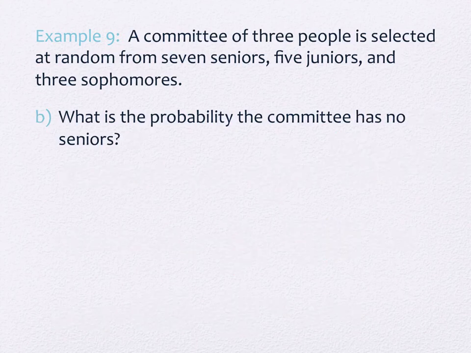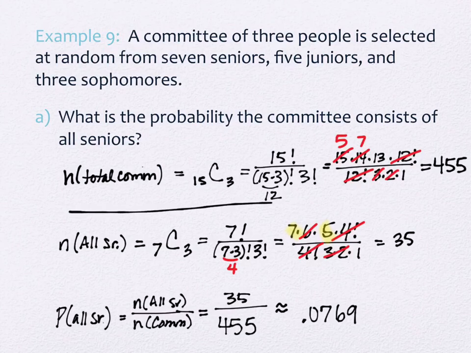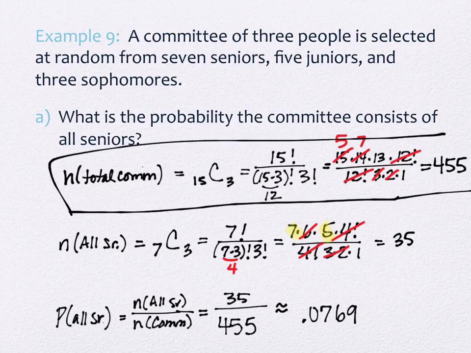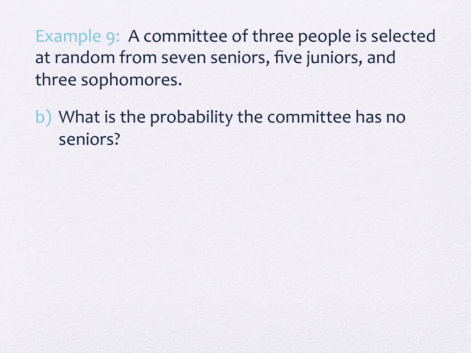The other problem then says, what is the probability it has no seniors? Now, part of the work is already done. The part that's already done is this total committees work. Everything we did right here, we need on the next page. We don't need to recreate it. So don't go doing the work twice. We know that the number of total committees is 455.